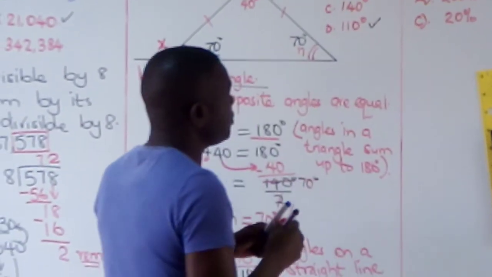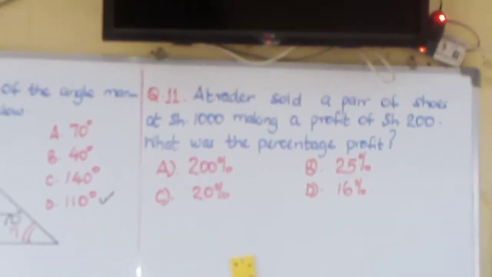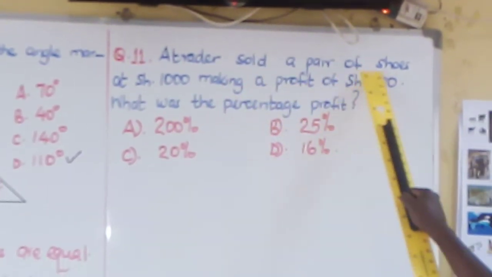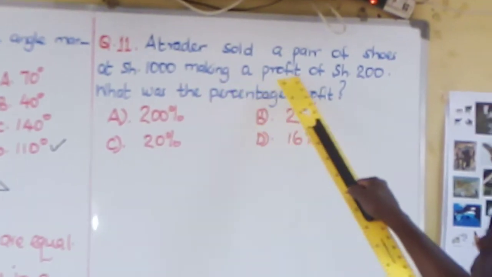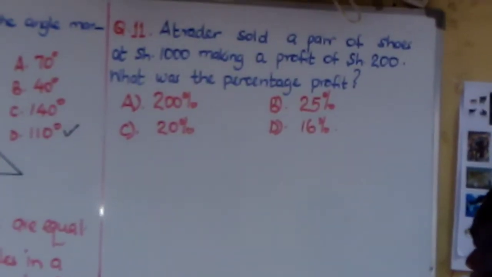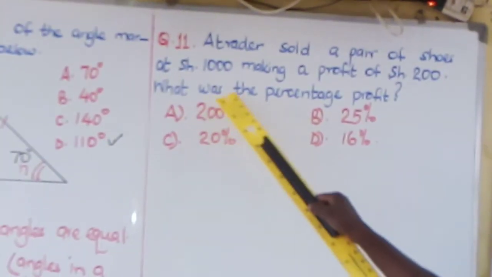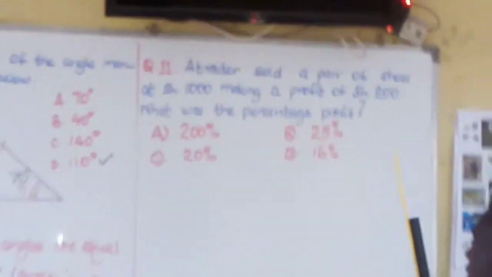Let's go to question number 11, and the last one for today. A trader sold a pair of shoes at 1,000 shillings, making a profit of 200 shillings. He made a profit. He must have gone home laughing and happy. What was the percentage profit? We want to know percentage profit.